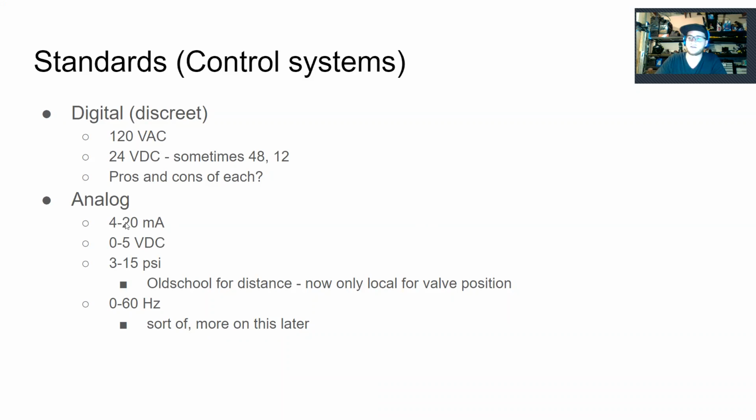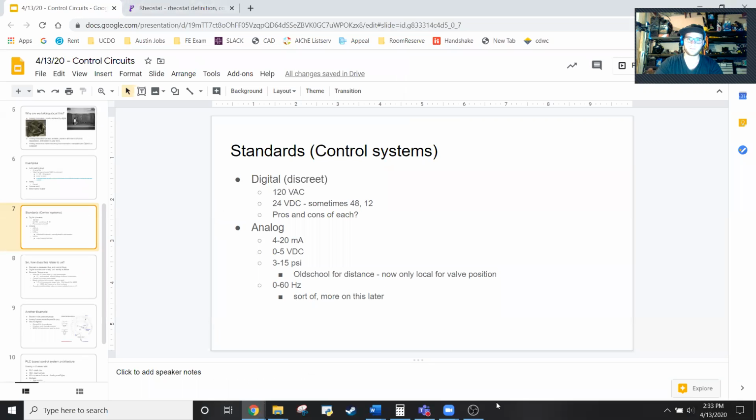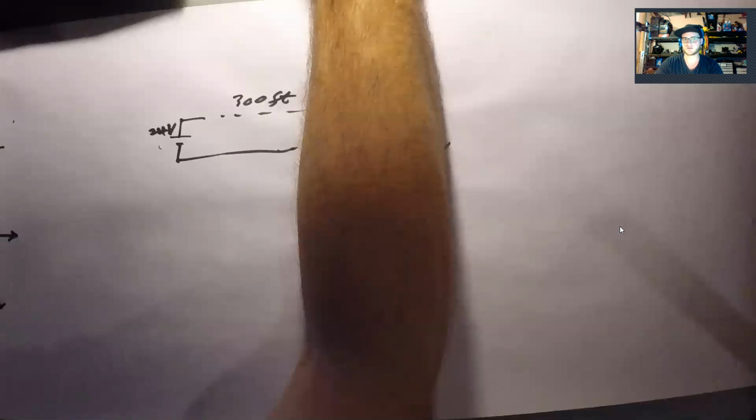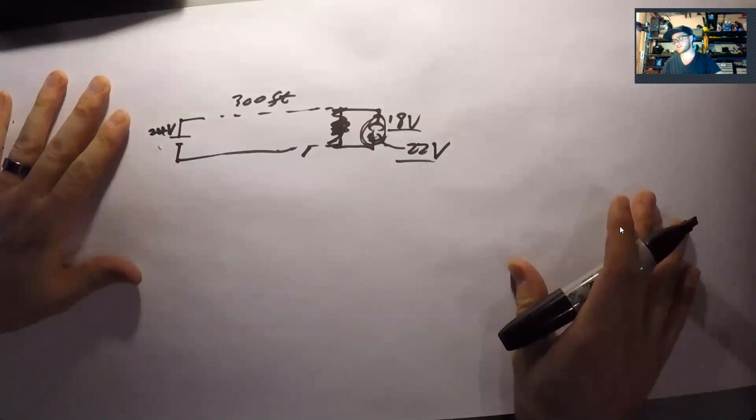Now analog, your typical standards, what you're gonna see mostly is 4 to 20 milliamps. Less common, but it's still around, is 0 to 5 volts DC. And there's a distinct advantage for having 4 to 20 versus the 0 to 5. And the reason for that is you can do what's called loop powering of a device.